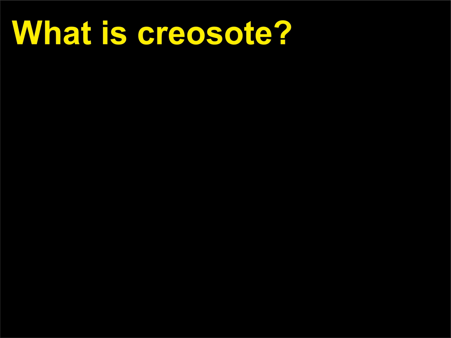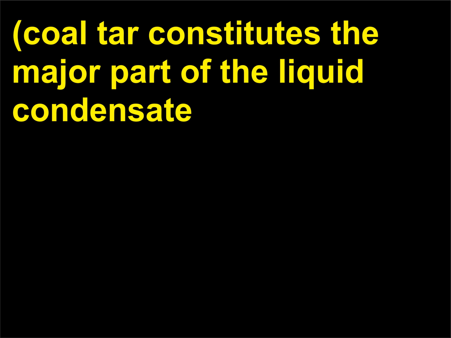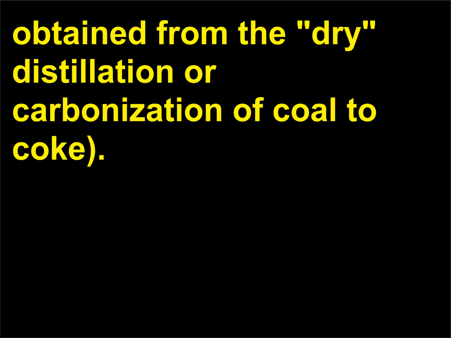What is creosote? Creosote is a yellowish, poisonous, oily liquid obtained from the distillation of coal or wood tar. Coal tar constitutes the major part of the liquid condensate, obtained from the dry distillation or carbonization of coal to coke.